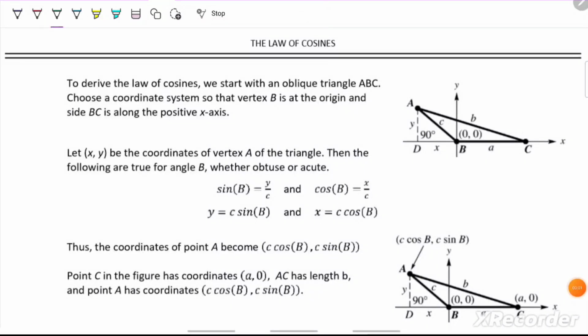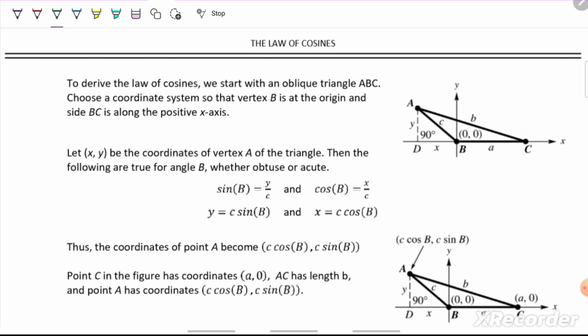In this video, I will derive the law of cosines. The law of cosines is the technique we use to solve obtuse triangles when the law of sines doesn't apply, when we don't have a known pair. To derive the law of cosines, we'll start with an oblique triangle ABC, which I have drawn to the right.